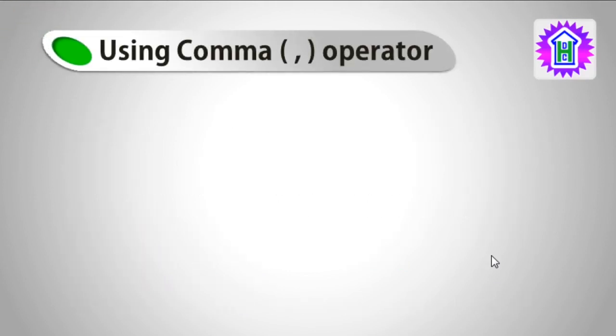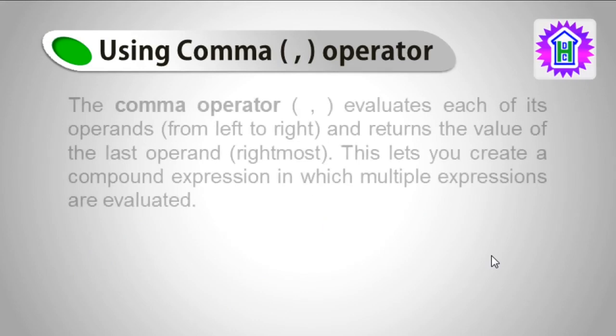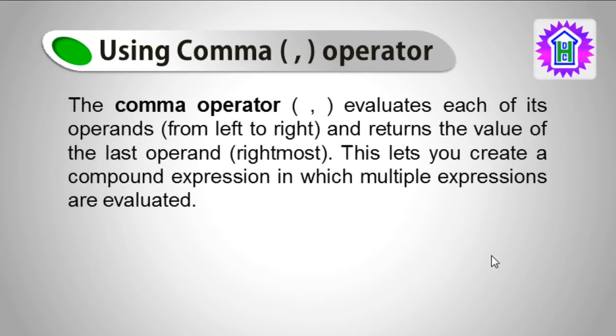Our next topic is using the comma operator. The comma operator evaluates each of its operands from left to right and returns the value of the last operand, that means the rightmost operand. This lets you create a compound expression in which multiple expressions are evaluated. Let us see some examples.